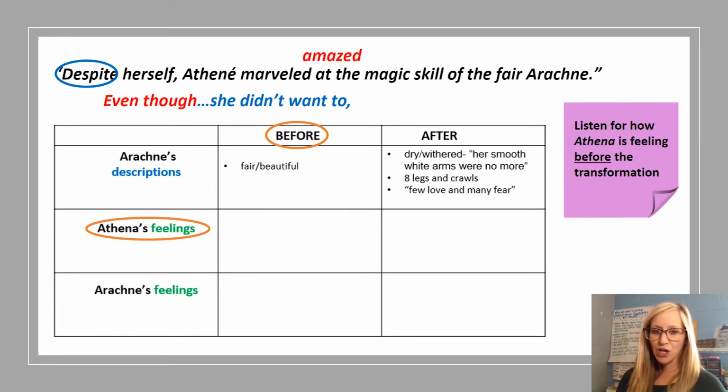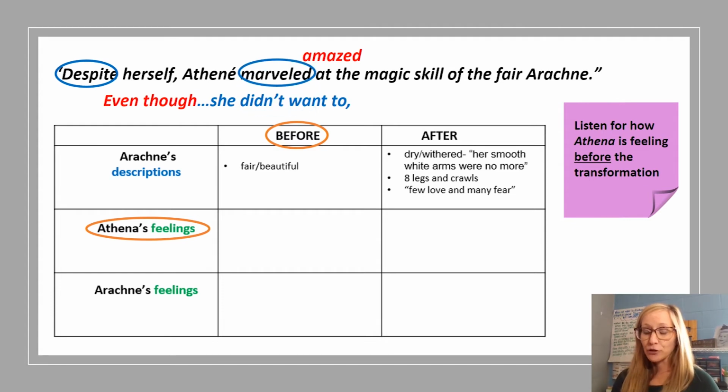Despite means even though she didn't want to, she marveled. She was kind of wowed by the skill of Arachne. So despite means even though. So sometimes we have these feelings that we can't control, is what is being described here. So what feeling is she having?